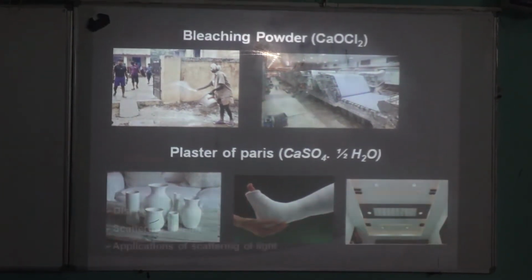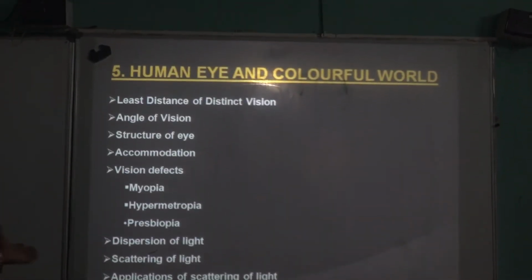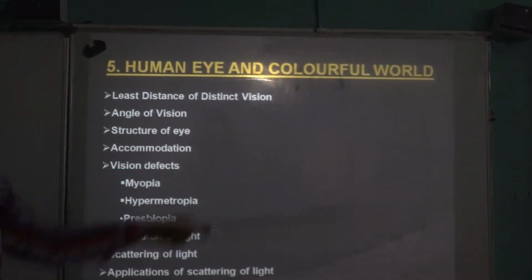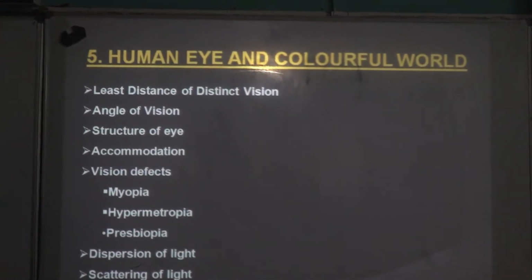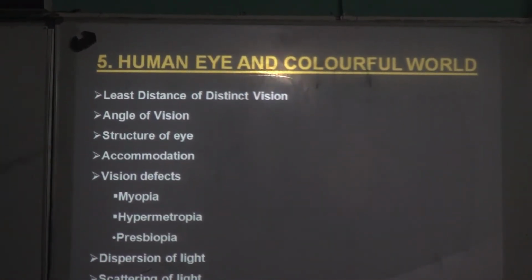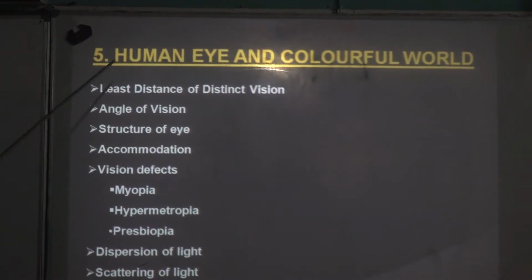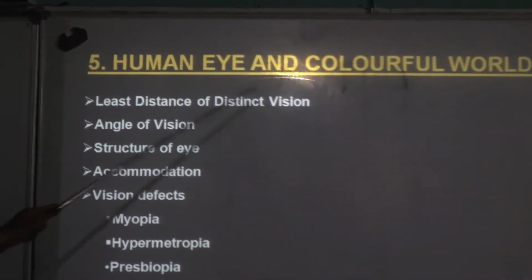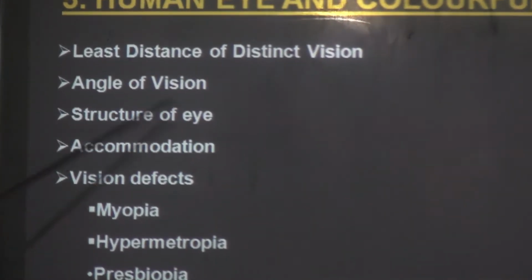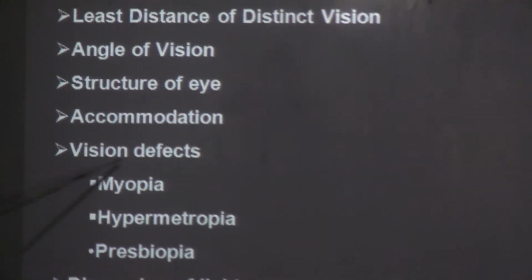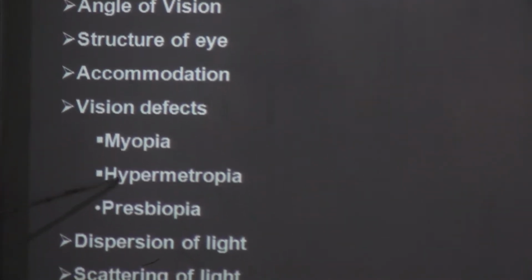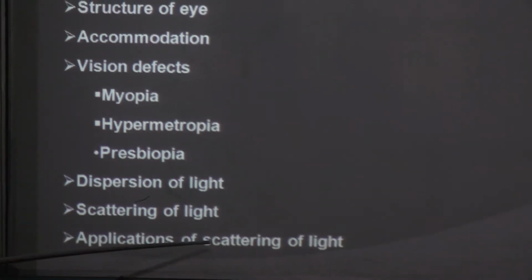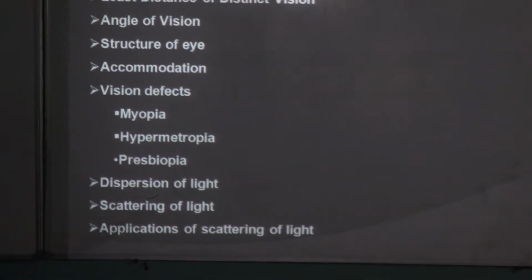Now come to the next chapter. Fifth chapter. Already the fourth chapter we discussed along with the first chapter. Now come to the fifth chapter, human eye and colorful world. This is a very fascinating chapter because it all deals with our eye and colors. The main topics which we discuss in this chapter are least distance of distinct vision, angle of vision, structure of eye, accommodation of eye lens, and vision defects that are myopia, hypermetropia, and presbyopia, dispersion of light, scattering of light, and applications of scattering of light.